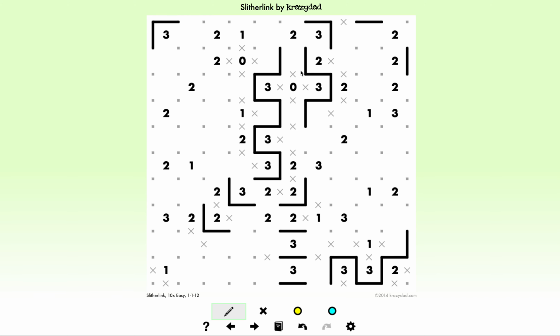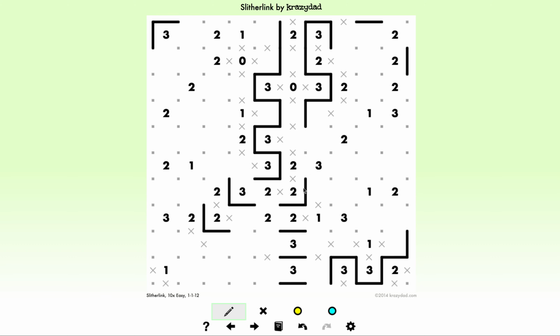And now looking at this 2, which has already been solved with these 2 segments, we'll finish it off with the cross, the X like that. Then we know that this 3 does that and doesn't go to the side, which was the other possibility, which gives us the solution for this too as well.